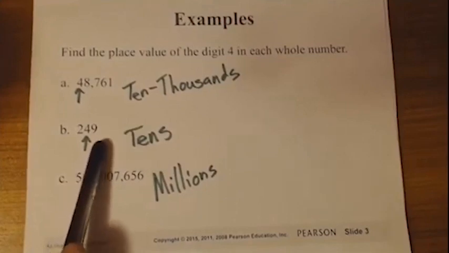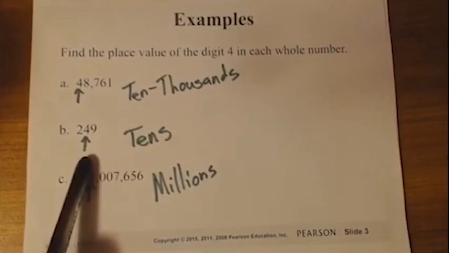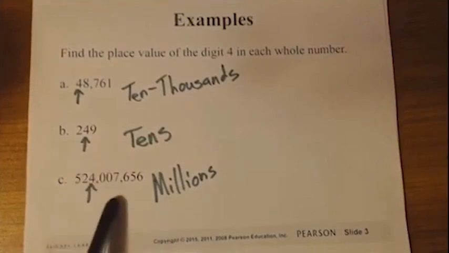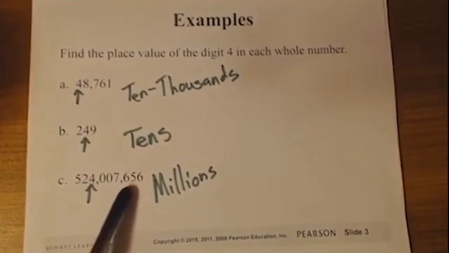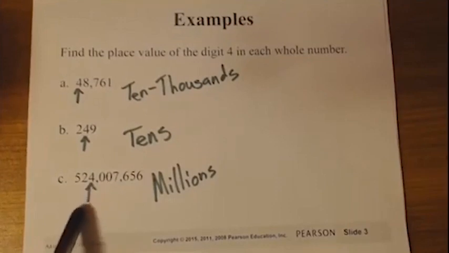In part B, ones, tens. This 4 is in the tens spot. In C, ones, tens, hundreds, thousands, 10 thousands, 100 thousands, millions. This 4 is in the millions spot.